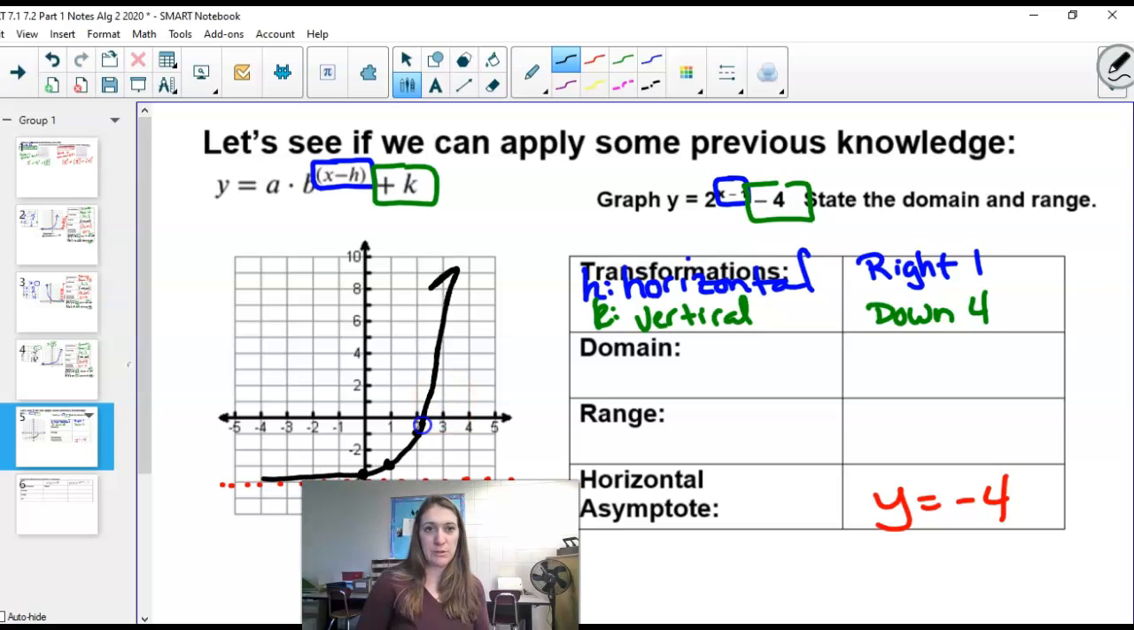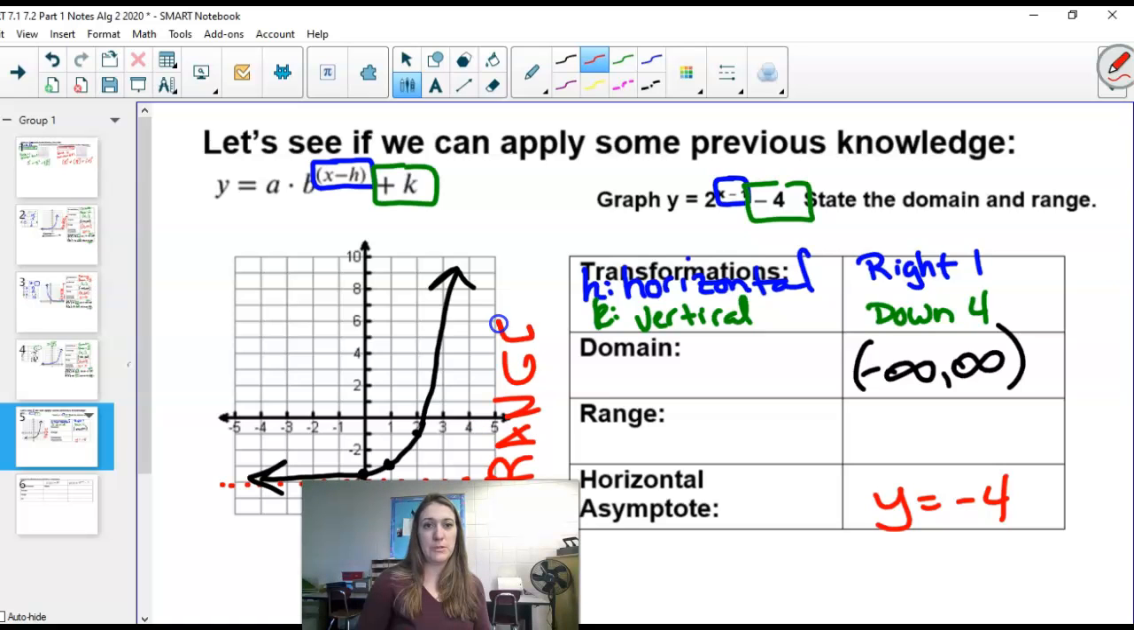We knew it was an exponential growth because the base was greater than 1. It was a 2. We already know the domain is negative infinity to infinity. No surprise there. But let's talk about the range. Remember, the range is lowest y value to highest y value. So because the asymptote shifted down 4, your range starts at negative 4, but we know it doesn't actually hit the asymptote. It just approaches it. So the range is now negative 4 to infinity.